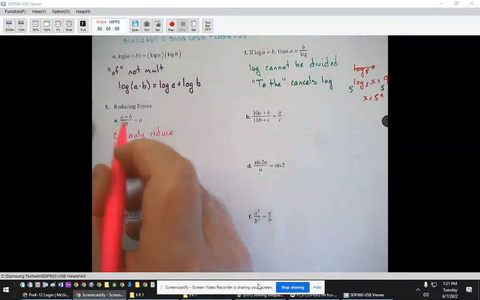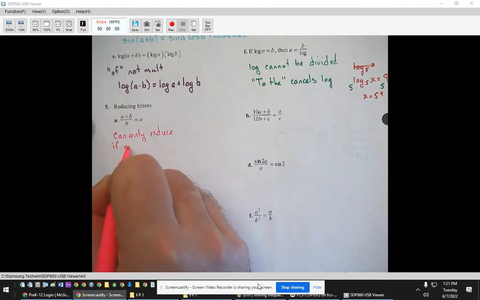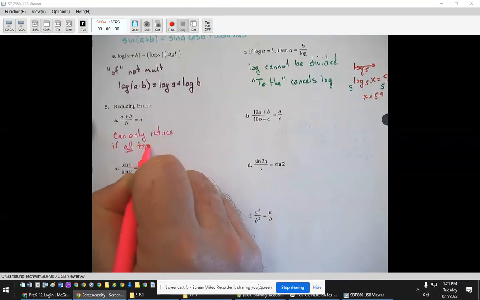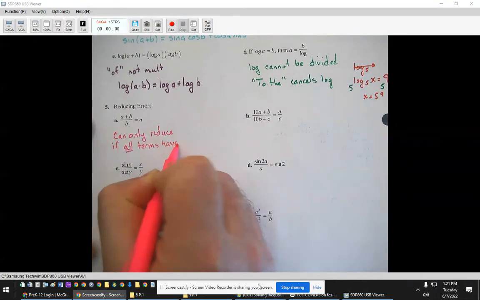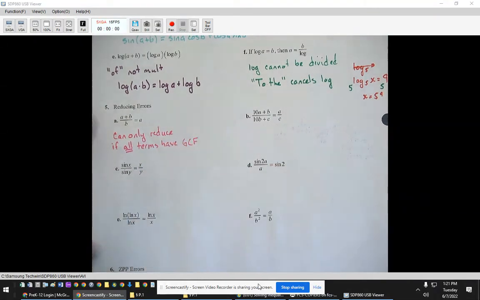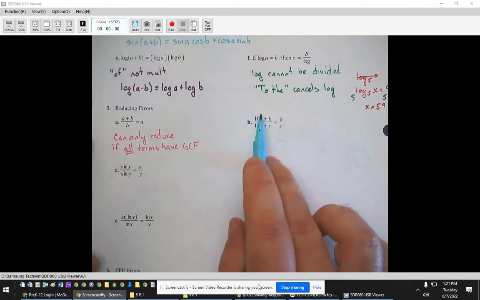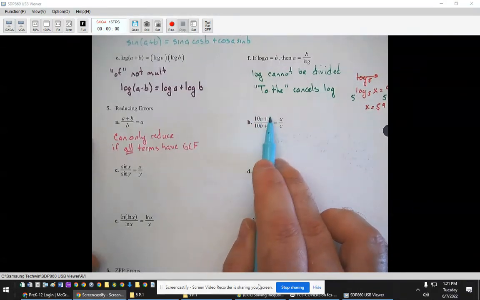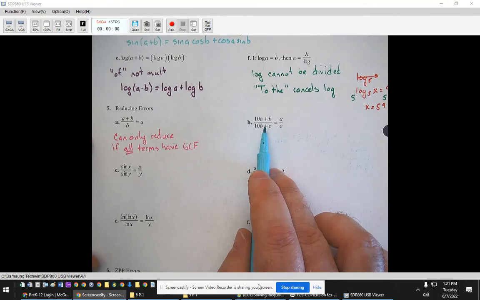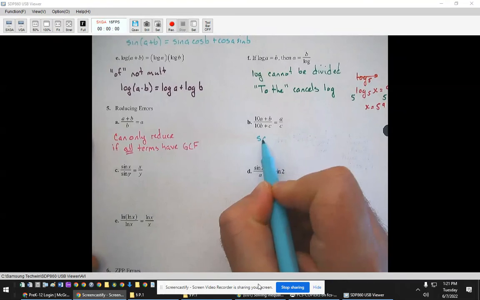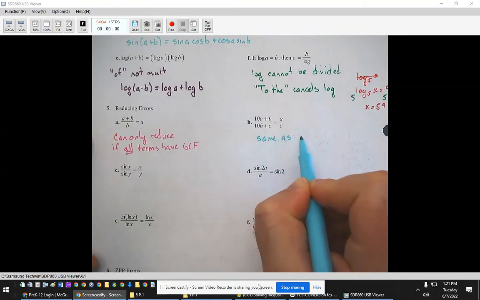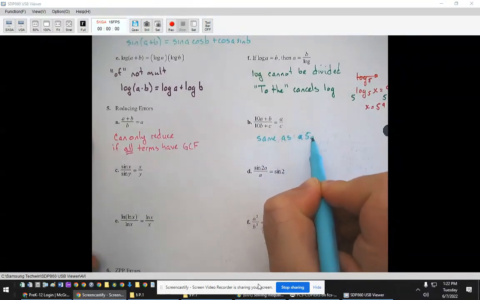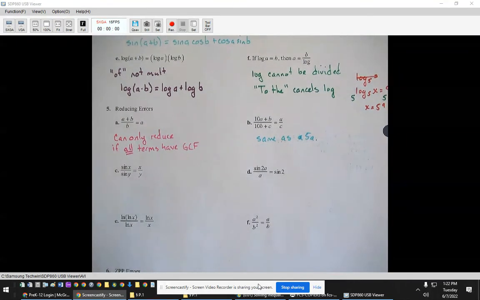You can only reduce if all terms have the GCF that you're trying to cancel out. So in this case, the b is not in common. Same thing over here. As we look at this one, we can't simplify the 10s. Not everything has a 10. We can't simplify the b's. Not everything has a b. So unfortunately, you can't kill off those pieces. Same as part A, 5A. You can't simplify that for the exact same reasons.